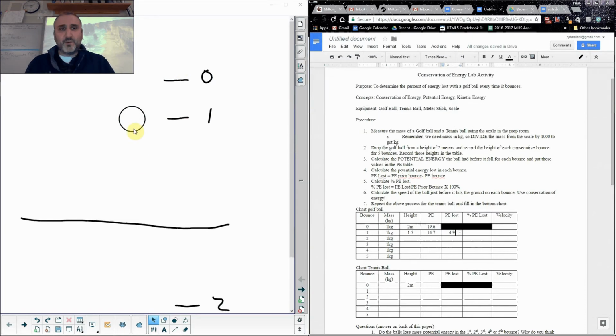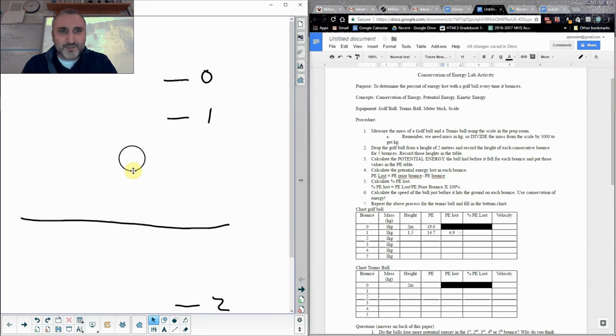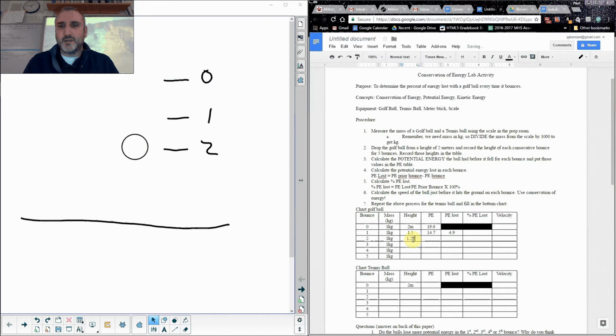Okay? And then we're going to let it fall again. And now it bounces, and let's say instead of 1.5 meters, it bounces to 1.25 meters. So now I would do that exercise again where I calculate the potential energy at that height. M, which is 1 times 9.8 times 1.25, and now I've got 12.25. And you're going to let the ball keep bouncing for 5 bounces, and you're going to record every height for each bounce, and then you're going to record the potential energy that's associated with that height.